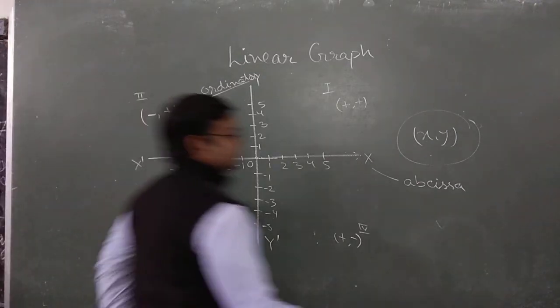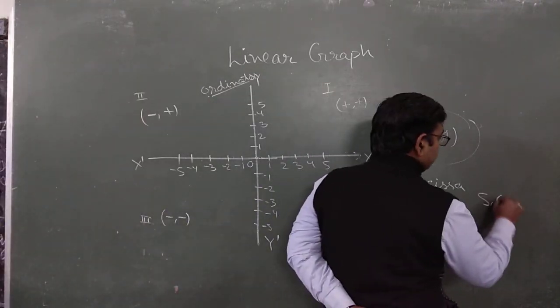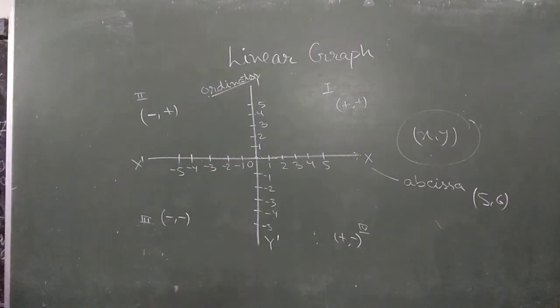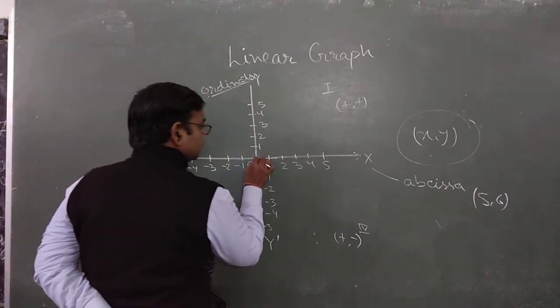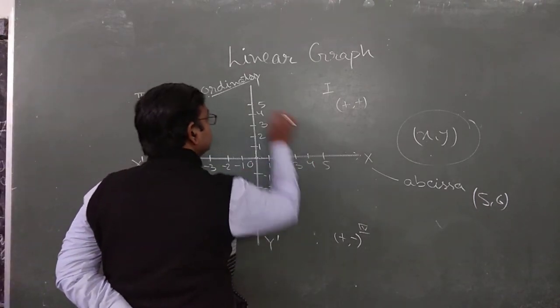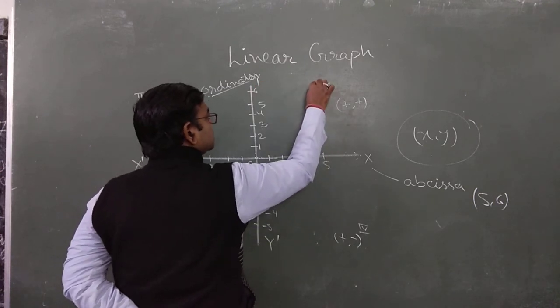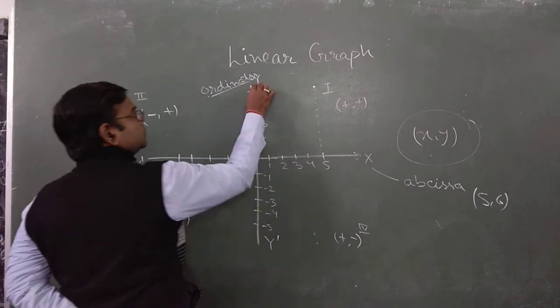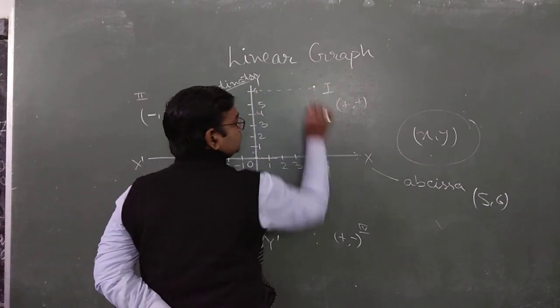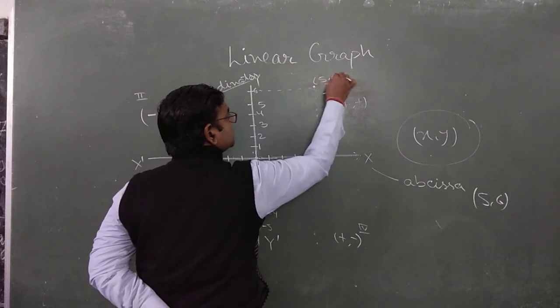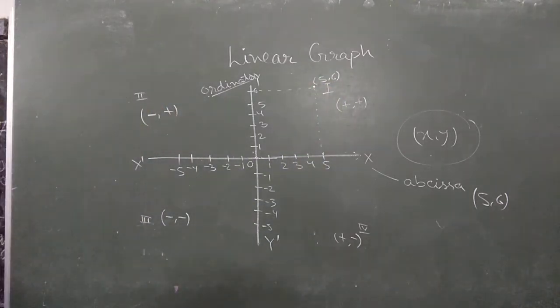So suppose we have an ordered pair (5, 6). How do we locate it? First we move from the origin along the x-axis up to 5, and then we move upward, parallel to the y-axis, up to 6. This is your point (5, 6). Clear? This is the coordinate system. So this is a simple revision. Hope you can easily understand. So let's move to some question answers.